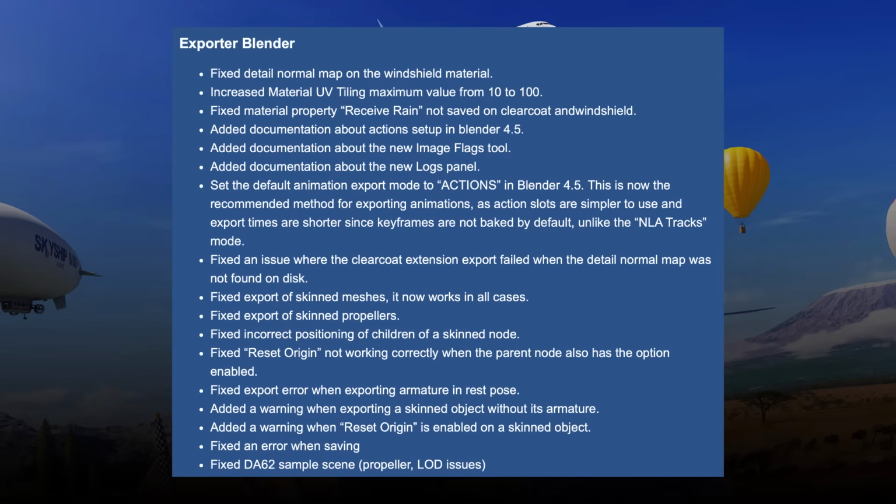Fixed export error when exporting armature in rest pose. Added a warning when exporting a skinned object without its armature. I'm hoping I'm saying that right. Added a warning when reset origin is enabled on a skinned object. Fixed an error when saving. And fixed DA62 sample scene propeller LOD issues.